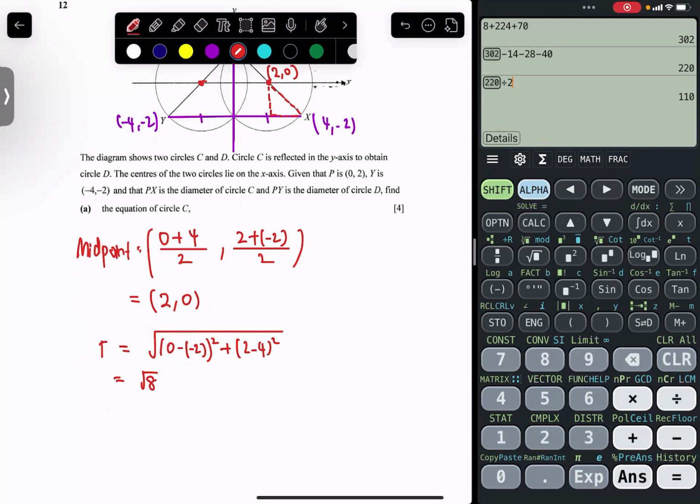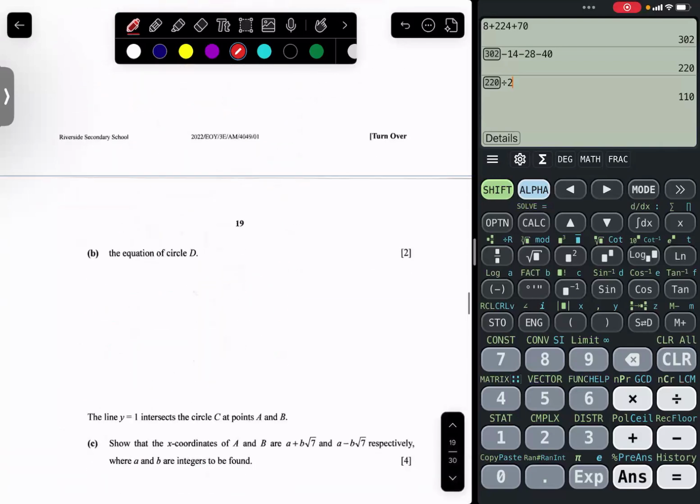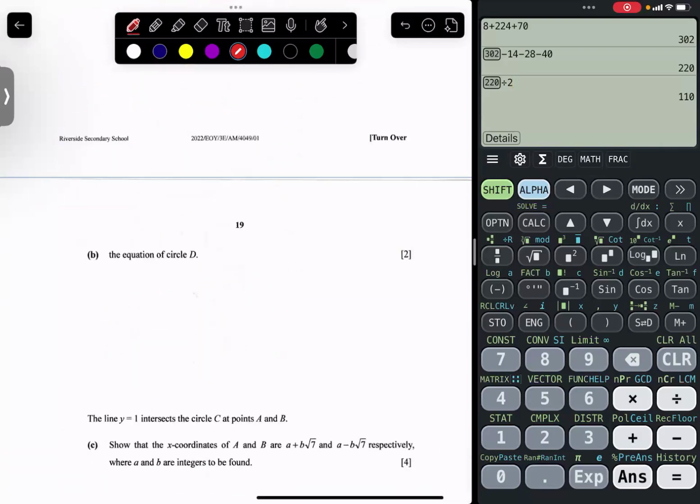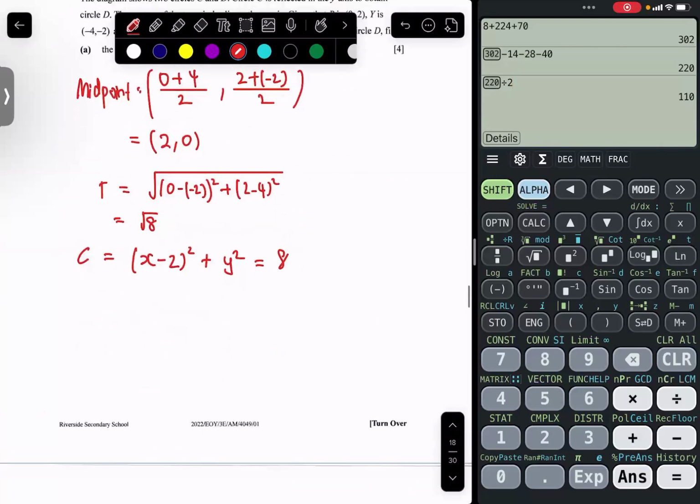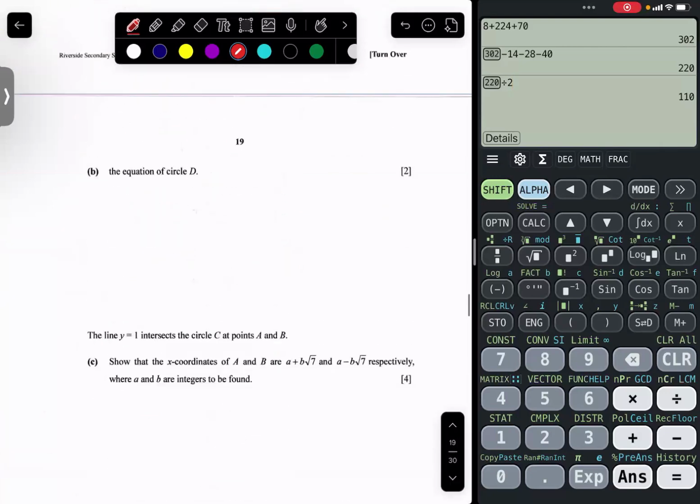So the equation of circle C is (x minus 2) squared plus y squared equals 8. Now the equation of circle D is much more straightforward because everything is almost the same. It's just a reflection. So D will be (x plus 2) squared plus y squared equals 8.